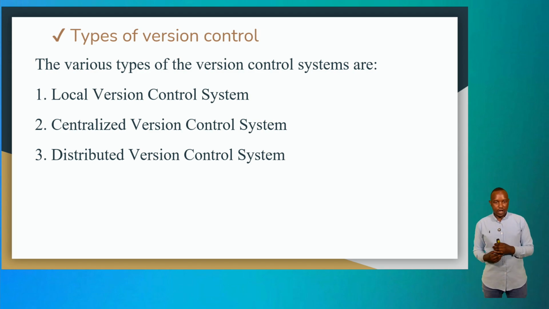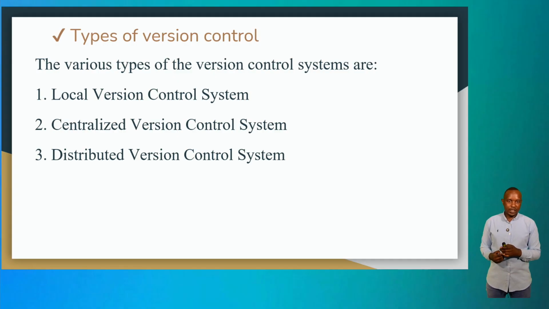Let's stop here. Next time we will discuss how these types work. We will see how to start with the local version control system, the centralized version control system, and the distributed version control system.